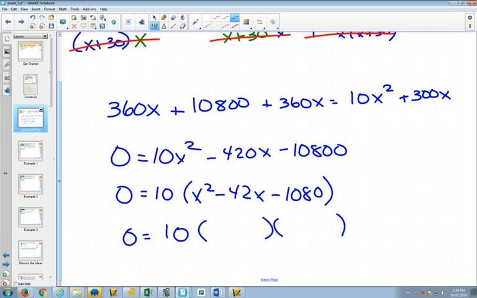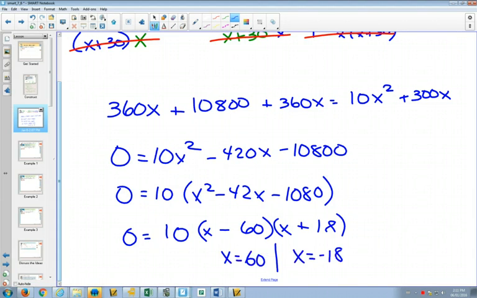So, how about 60 and 18? Does that work? I think it might. What's 60 times 18? Is it 1,080? It works? Yep. All right. So then you get two answers. x is either 60 or x is negative 18.